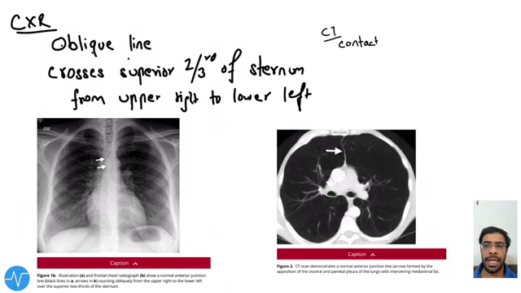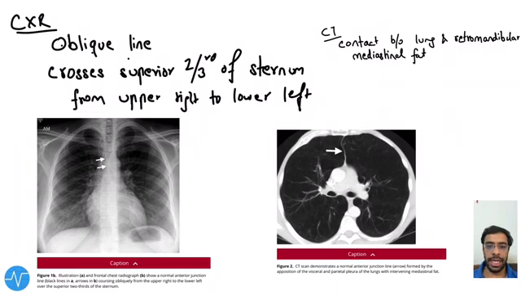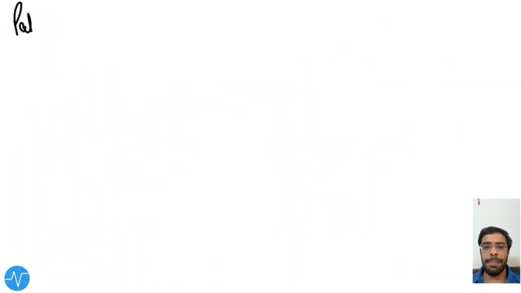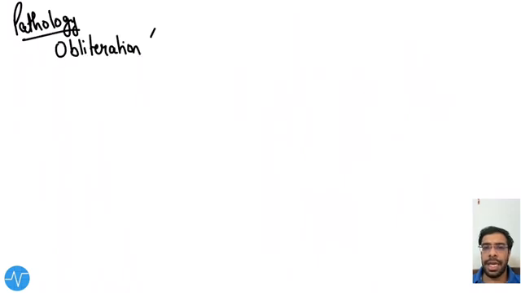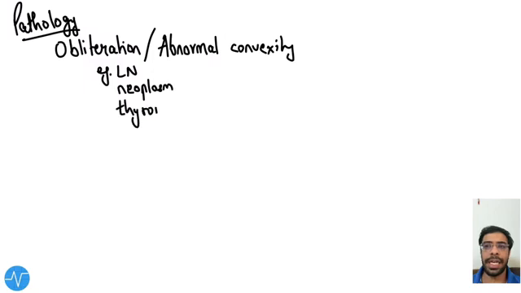On CT, there is a contact between the lung and the retrosternal mediastinal fat. At the arrow mark in the CT diagram, we can see the pathology in the anterior junction line. How will it appear? Either obliteration or abnormal convexity.